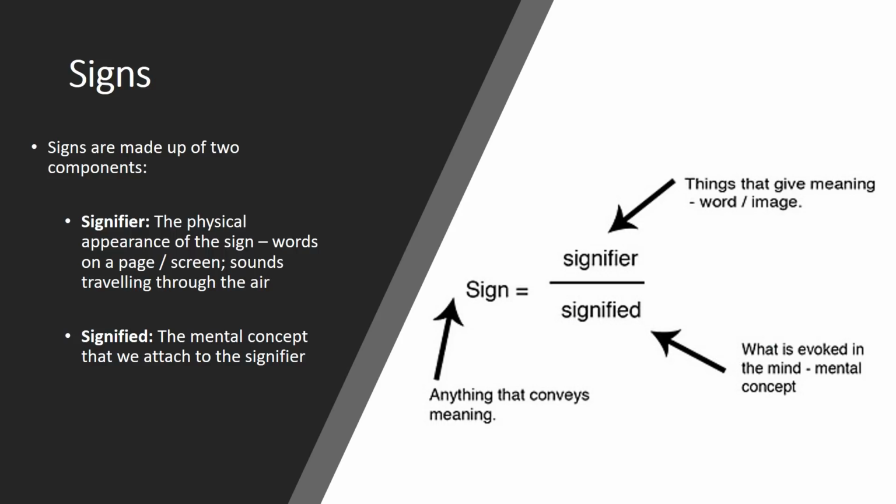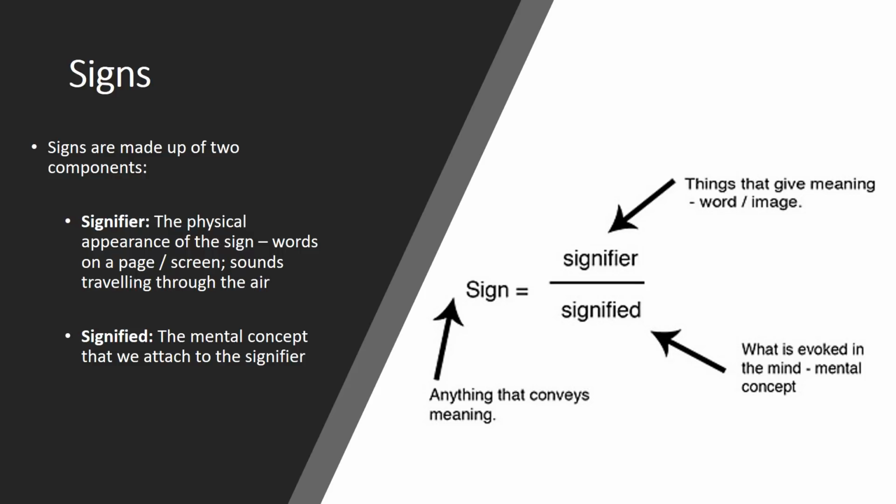So we've spoken about the three different types of signs which make up the foundations of semiotic theory. Now, those signs are made up of two components. So any sign is made up of two components, and those components are the signifier and the signified.